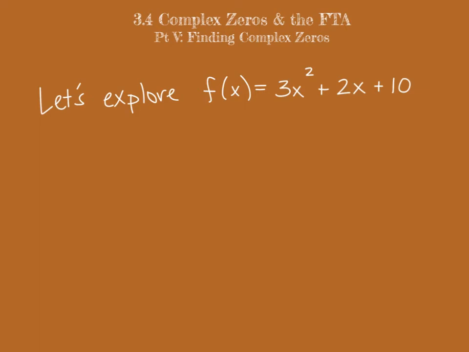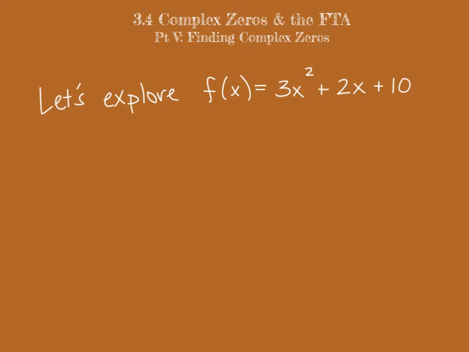Welcome to Part 5 of Section 3.4. Here we're going to be finding not only just the real roots of polynomials, but also the complex zeros as well. We've already learned by the fundamental theorem of algebra that a polynomial's degree is the same as the total number of roots or zeros that it has.